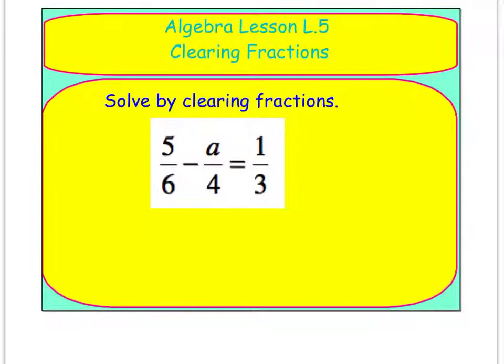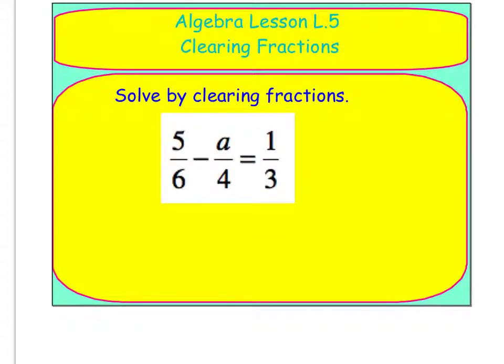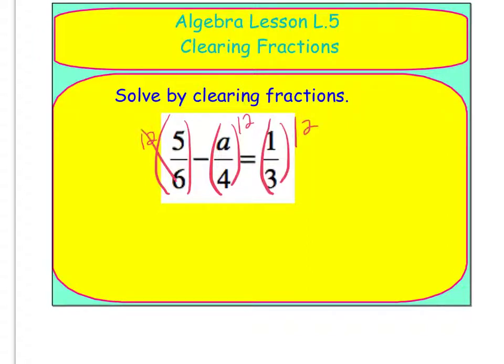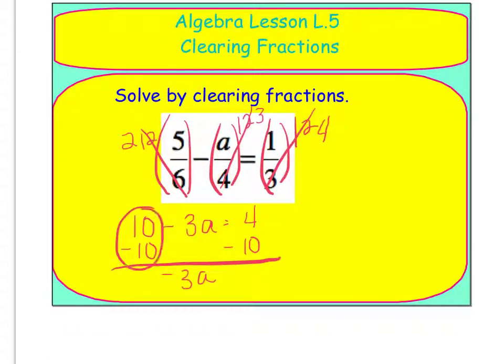The next one, we're looking for a common denominator between 6, 4, and 3. Our common denominator is 12, so we're going to multiply the first one by 12, the second one by 12, third one by 12. The 12 and the 6 reduce to a 2. 2 times 5 gives us 10. The 12 and the 4 reduce to a 3, and 3 times a gives us 3a. And the 12 and the 3 reduce to a 4, and 1 times 4 gives us 4. We'll subtract 10 from each side, so we're at negative 3a equals negative 6, divide by negative 3, and a equals 2.